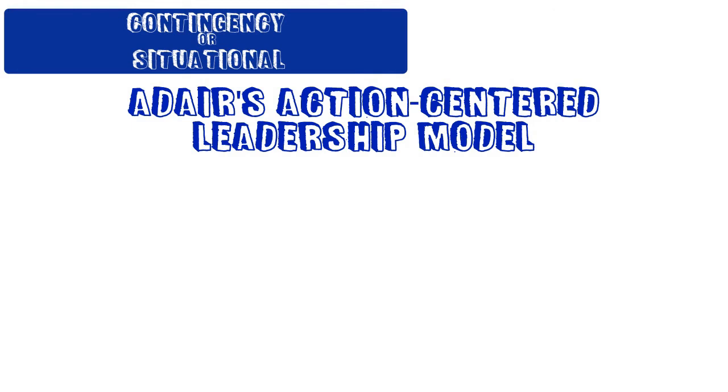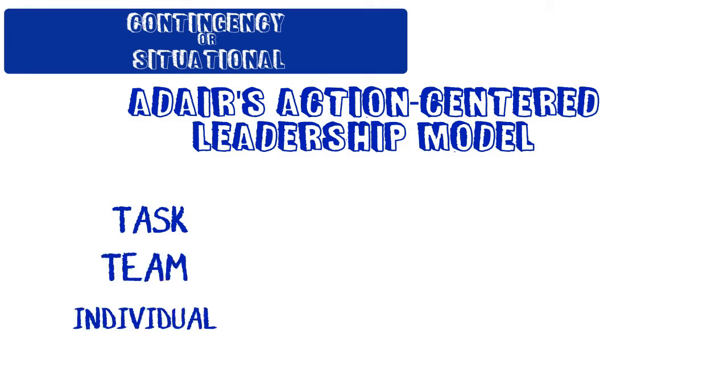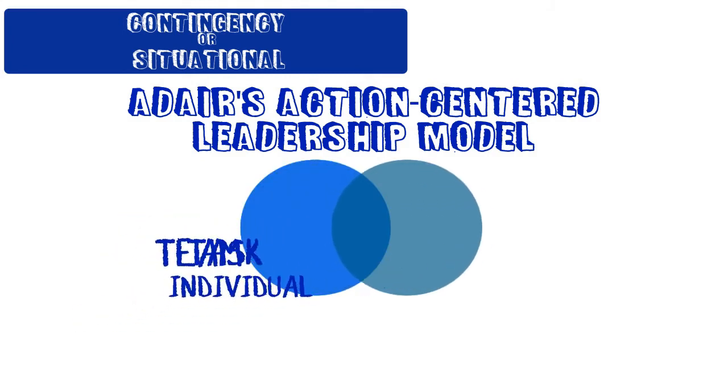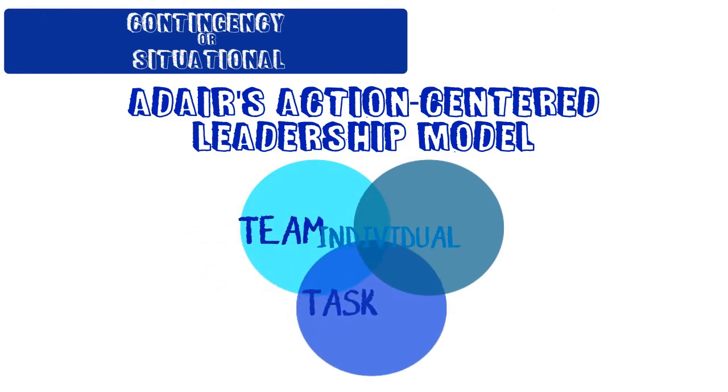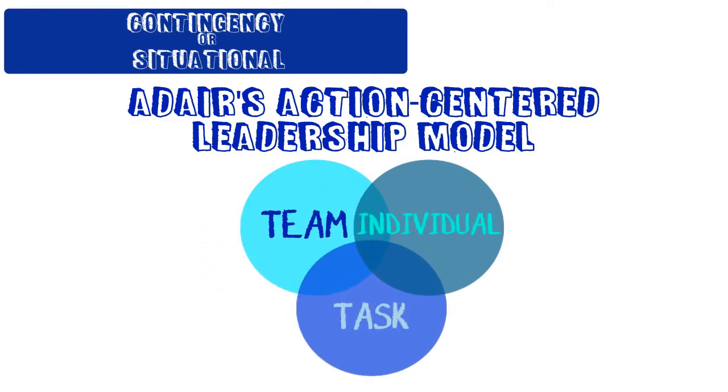Adair's action-centered leadership model highlights the key actions that leaders have to take when managing their teams: task, team, and individual. The model states that leaders must balance their actions if they want their group to succeed, as ignoring one or focusing too much on one aspect will cause problems. Task: achieving the team's goal. Team: developing and building your team. Individual: helping individuals develop their full potential in the workplace.